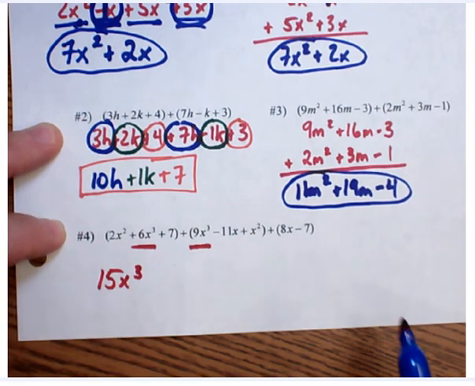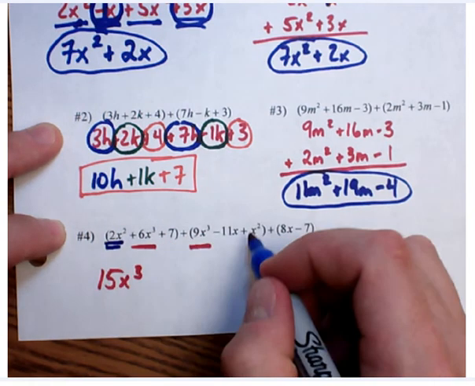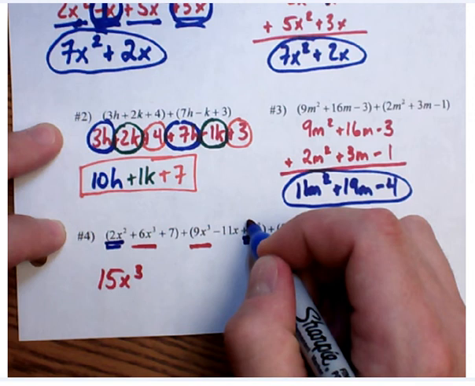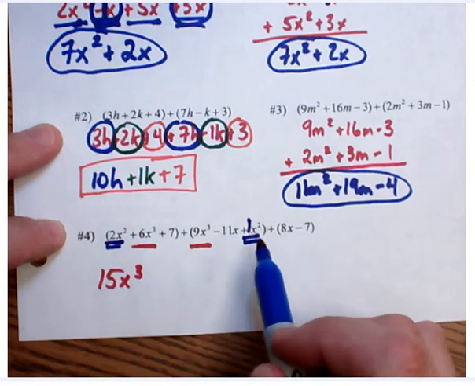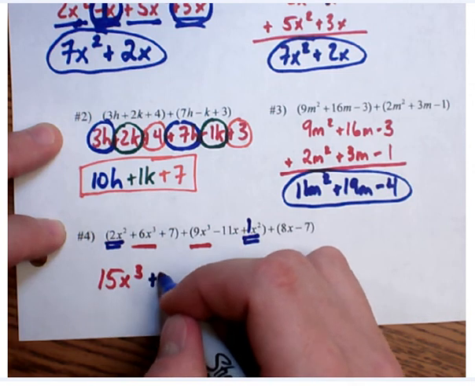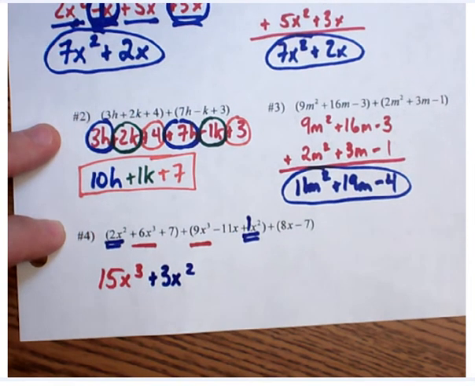Okay, now do we have any x squareds? We have a 2x squared, and then we have a plus x squared. Let's put a 1 there, 1x squared. 2x squared plus 1x squared is 3x squared. Now again, when you add and subtract like terms, you do not change the variable and you do not change the exponents. Very important there.